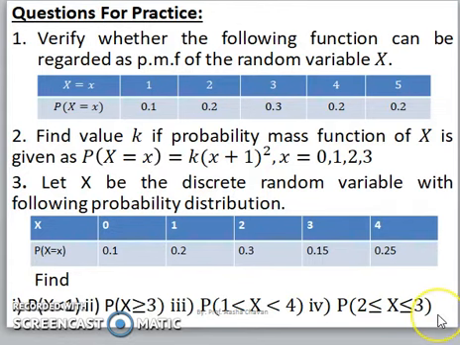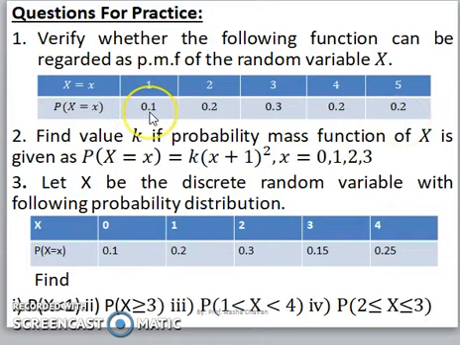Now here are some questions for practice. Question number 1 is: verify whether the following function can be regarded as the PMF of the random variable x. As we have to find out whether this function can be regarded as a PMF or not, we have to check the definition of PMF. We will check the properties. The first property says that probabilities of all values of x should lie between 0 and 1. Yes, here all probabilities lie between 0 and 1.